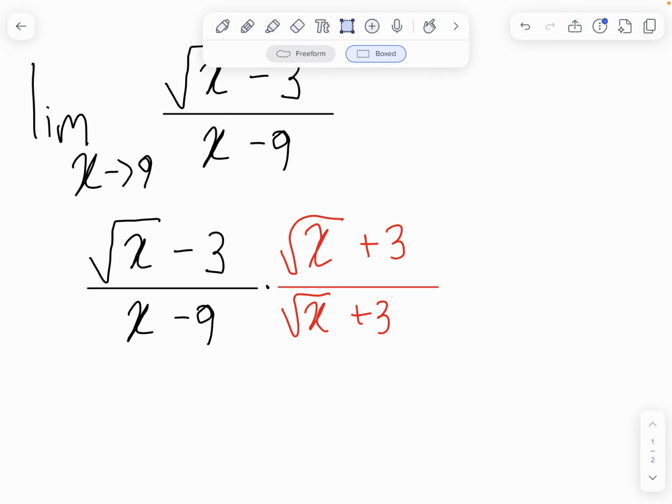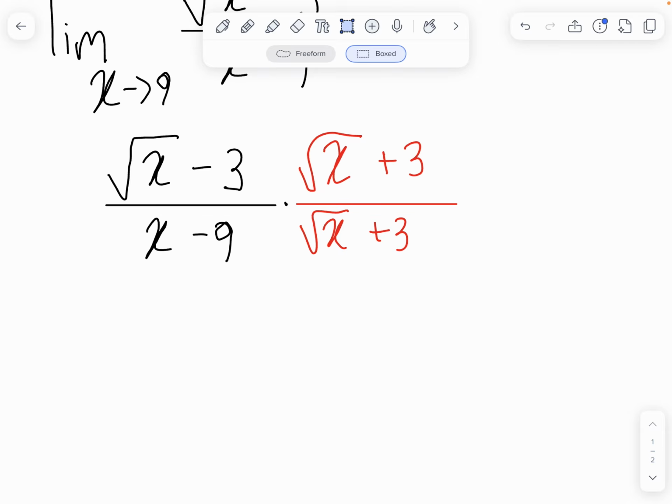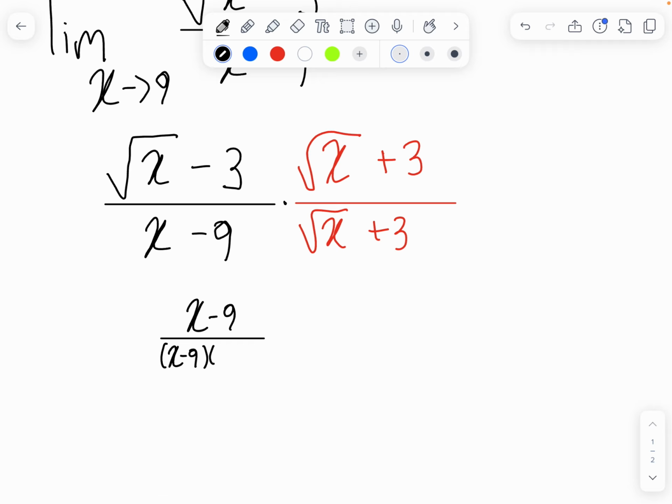So if you multiply that, the square roots on the top would cancel out. So you'd get x minus 9 over x minus 9 times the square root of x plus 3.